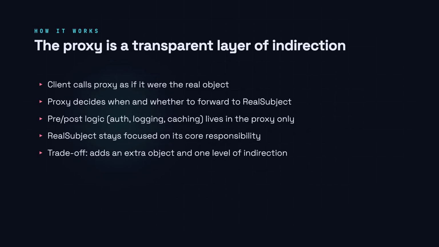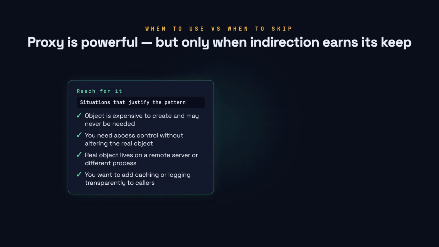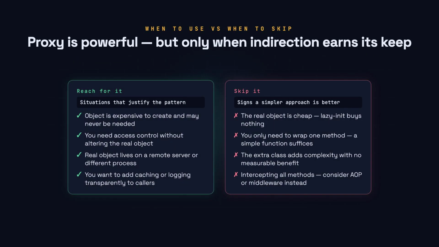The cost is one extra object and one extra method dispatch per call, which is almost always negligible compared to the problem being solved. Reach for the proxy when there is a genuine reason to stand between the caller and the real object. The object is costly, sensitive, or remote. If the real object is cheap to build and freely accessible, a proxy just adds a class for no gain. Similarly, if you find yourself wrapping every method in the code base to add logging, a cross-cutting concern like that is better handled by aspect-oriented tooling or a middleware pipeline, not a handwritten proxy per class.